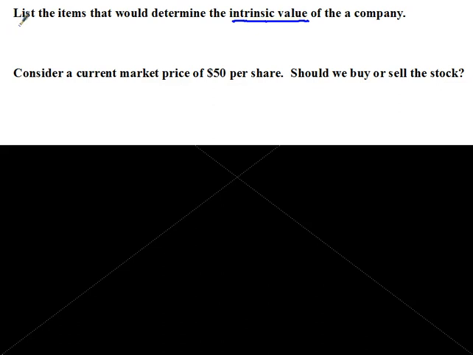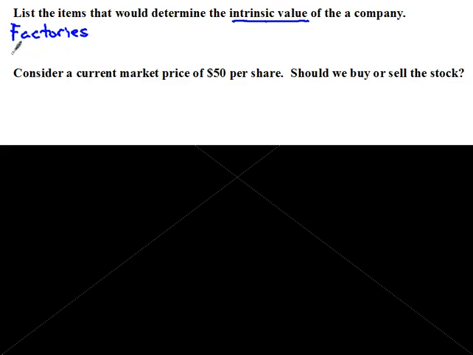We might say things like, how many factories does the company have? How many factories does the firm own? Maybe they own factories in China. Maybe they own factories in the United States. Maybe they own factories in Mexico. Maybe they own factories in Europe, things like that. How many factories do they own?